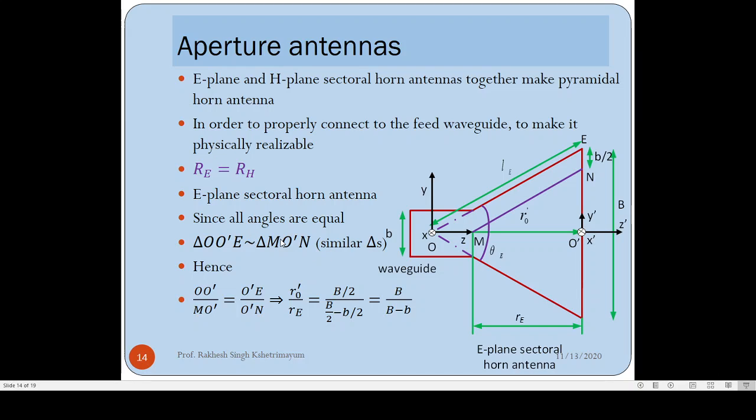In that case, the ratio of the sides should be equal. For example, you take the ratio of O dash divided by M O dash, it should be equal to O dash E divided by O dash N. This is a property of similar triangles. So O dash means what? O dash is your R naught dash. Then M O dash is Re. O dash E is B by 2. And O dash N is basically capital B by 2 minus small b by 2. To simplify it, it becomes capital B divided by capital B minus b. So this is one relation.